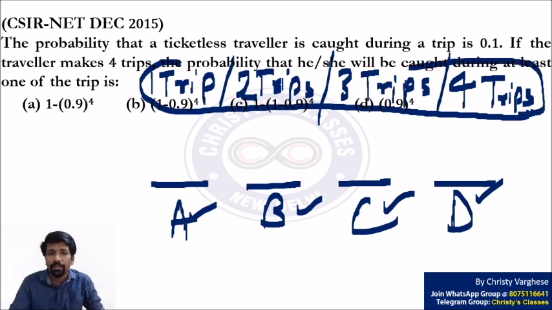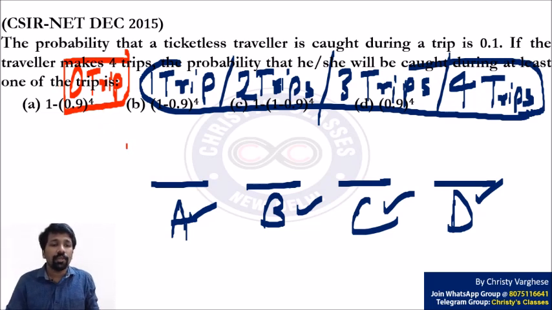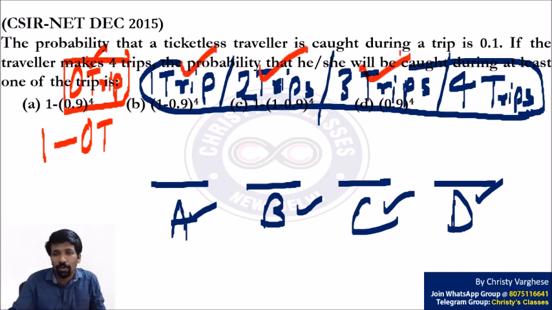But that is a very time consuming job. You cannot do that in less than 2 minutes. That is why again the complement probability will help you in this question also. The only thing remaining is 0 trips being caught, which means he is not caught in any of the trips. Find the probability of that, and 1 minus that will be what we want, these 4 probabilities added. So the 0 trip caught probability you have to first find.